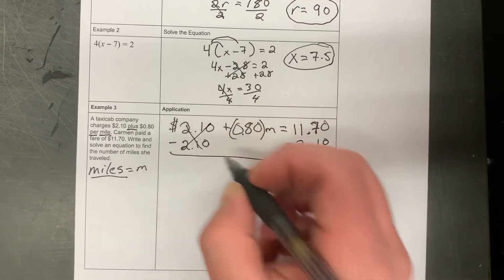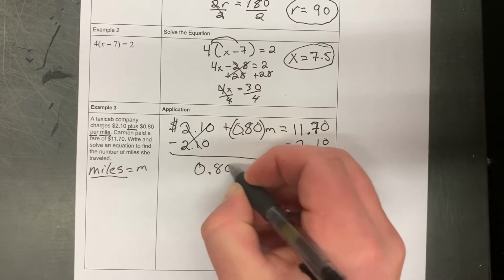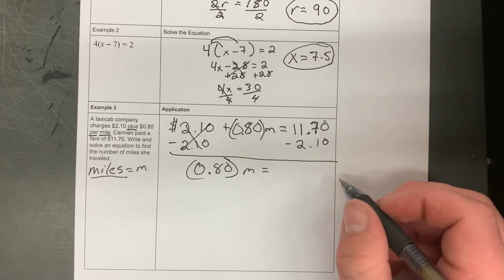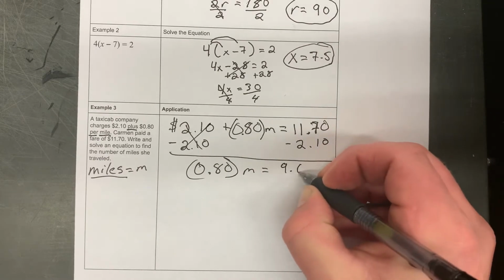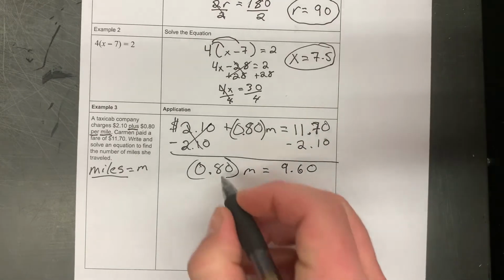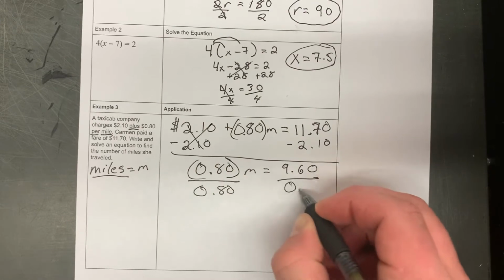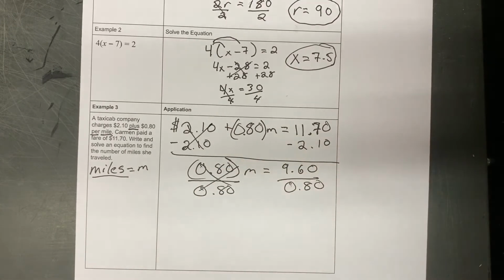These cancel out. I bring down my 80 cents per mile. When I take 2.10 away from 11.70, I'm left with $9.60. I now need to divide by 0.80. If I divide it there, I also have to divide it over here. Notice that I have 96 divided by 8.